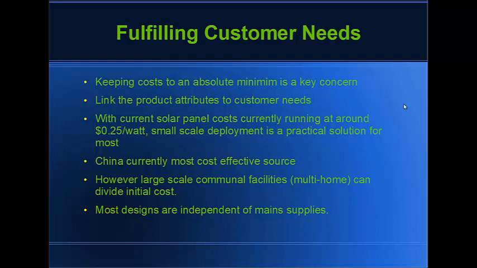$0.50, actually more accurately 25 cents, a quarter of a dollar per watt, small-scale deployment is a practical solution for most. Now, China is currently the most cost-effective place to obtain parts. The Pacific Rim more generally, but the sources I have used for previous projects are located in China.